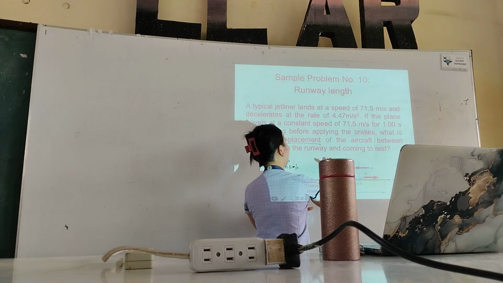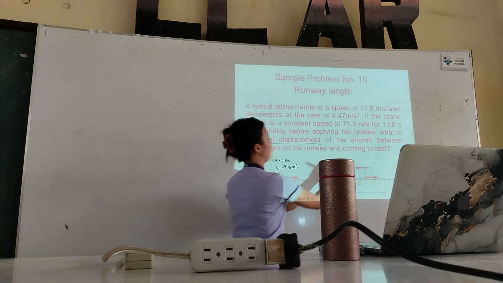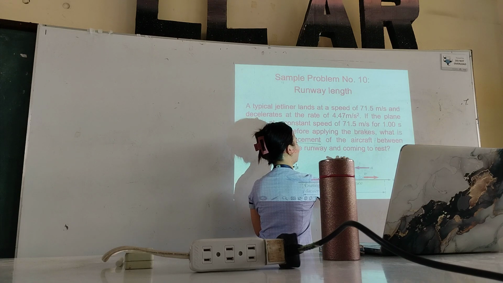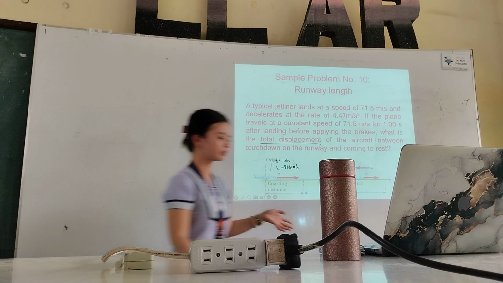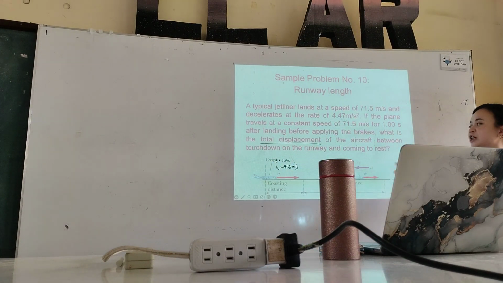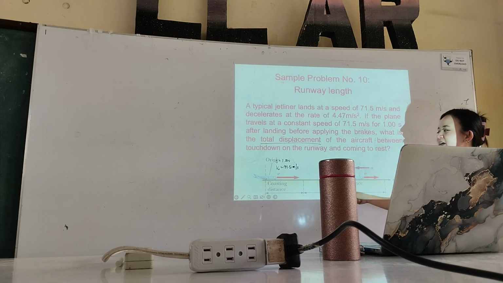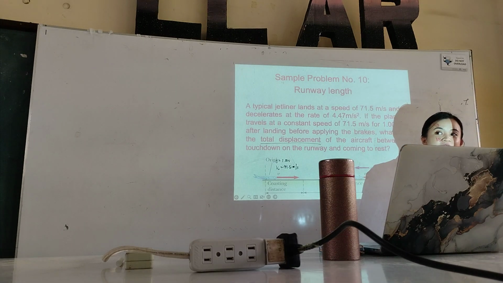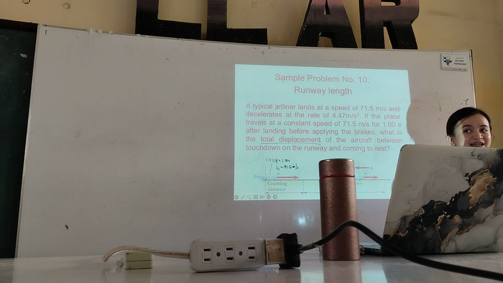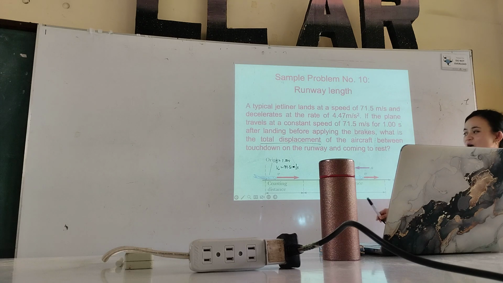So your acceleration, negative 4.47 meters per second squared, is from here. Why? Let me explain before. Why is the acceleration only at the braking distance? The plane is only coasting. It has not braked yet, it has not pressed the brake.